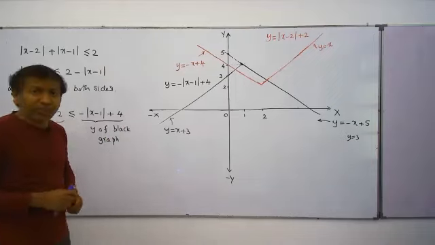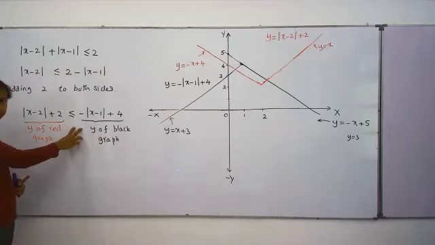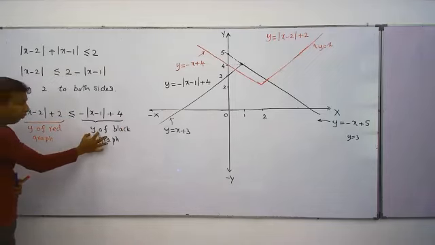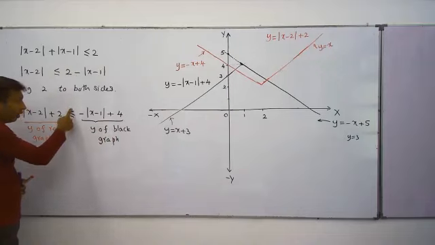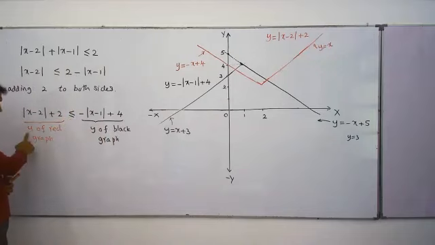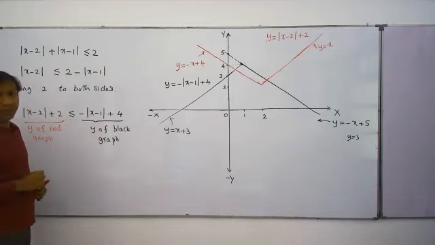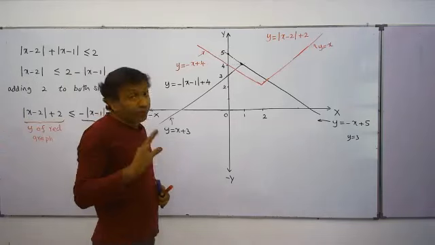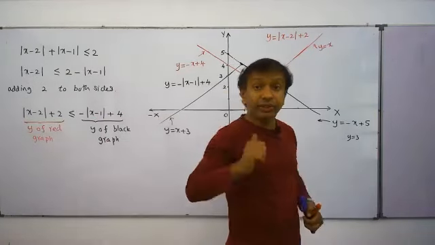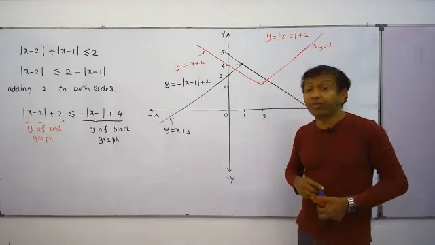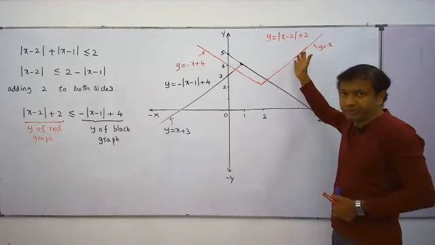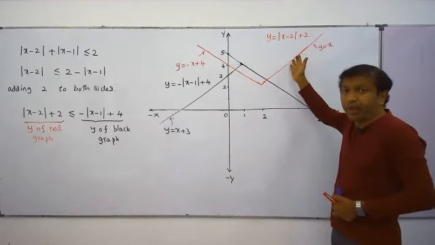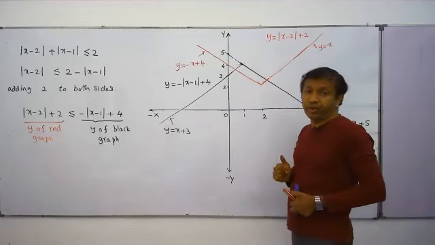Now people, see what is available really here. It says y of black graph should be greater than or equal to y of red graph. Y of black graph. Y means y coordinate, people. The height to the black graph. Height to this black graph should be greater than or equal to y of red graph.